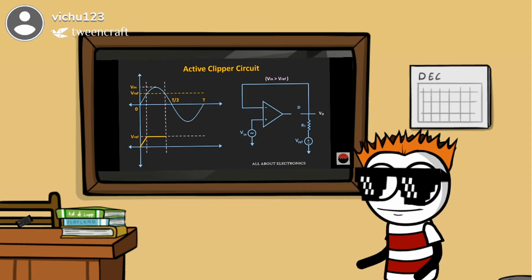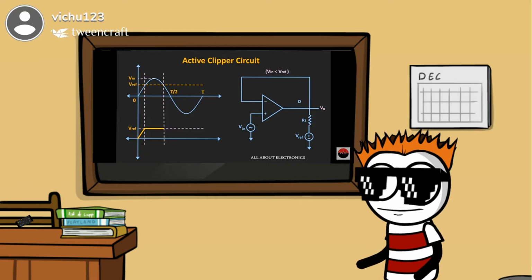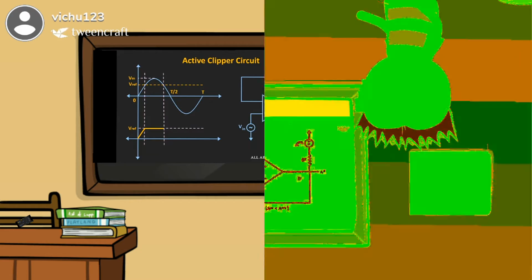After this point, guys, what do you think the next step would be? I give you a moment. Take your time and think about it. So here again, the reference voltage will be greater than the input voltage. As usual, the output of the op-amp will be minus Vsat, and the diode in the closed loop configuration acts as a short circuit. Here it is. The diode acts as a short circuit here.